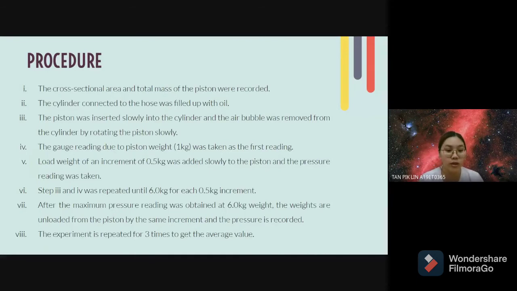The load weight of an increment of 0.5 kg was added slowly to the piston, and the pressure reading was taken at this moment. And step 3 and also step 4 were repeated until 6.0 kg for each 0.5 kg increment. After the maximum pressure reading was obtained at 6.0 kg, the weights are unloaded from the piston by the same increment and the pressure is recorded also. And lastly, the experiment is repeated 3 times to get the average value.